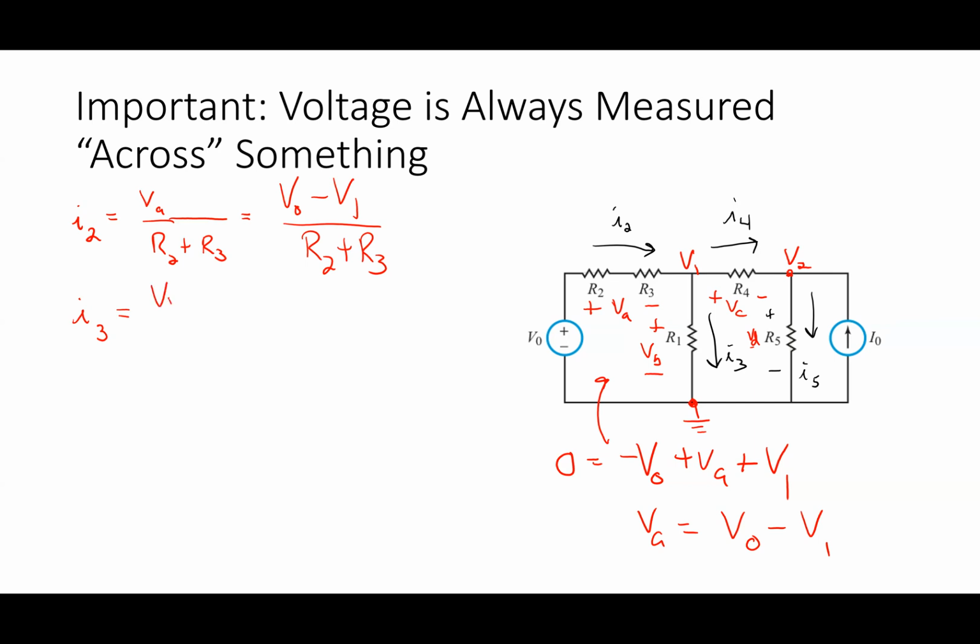R1. So I called that VB. So I divide VB by R1. And VB, again, if I do the same thing here, the node voltage at the plus terminal minus the node voltage at the negative terminal, that would be V1 minus 0 over R1, right? And then I can do the same thing.